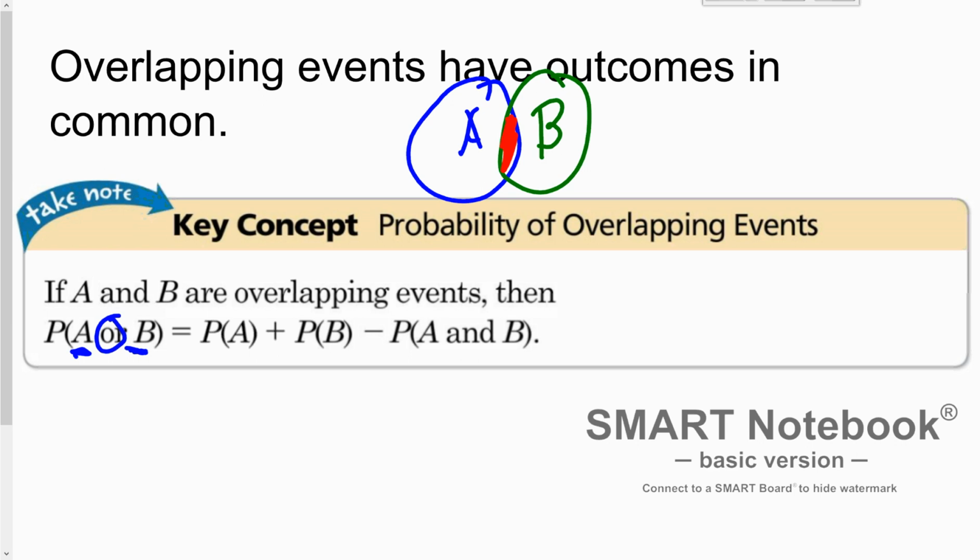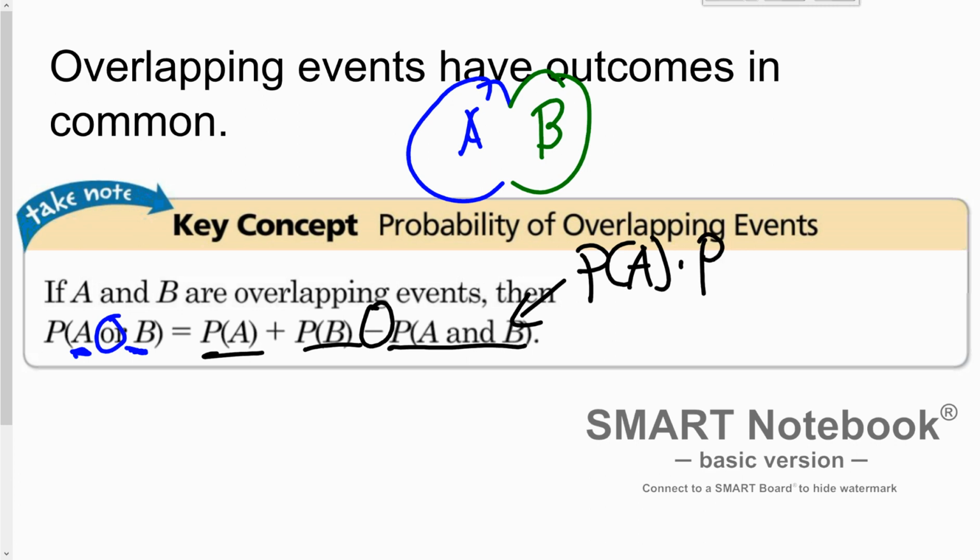Okay, so that means I need to find the probability of A and add the probability of B, but then I need to subtract the probability of them happening together, right? So sometimes you can use the formula if they're independent events, which was multiplying to find this and part of them happening together. Or sometimes you can just count up, right?